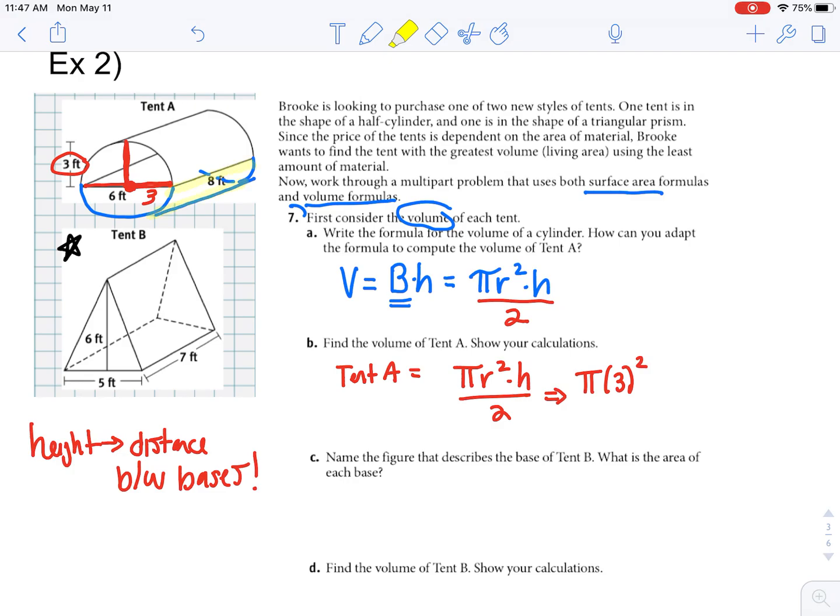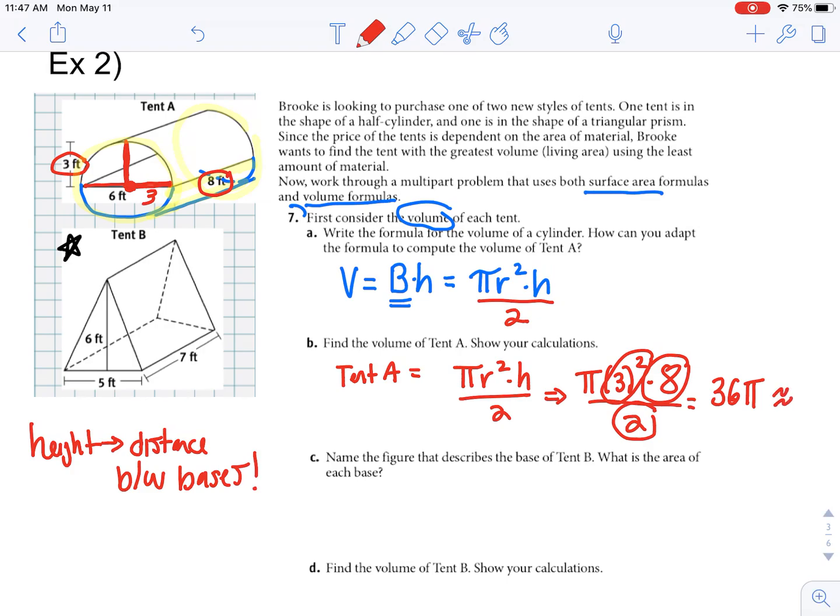So in our example, this is actually our height, the distance from the circle at the front to the circle at the back. So in this case, the height we're plugging in is this 8. We're going to multiply by 8, and we're going to divide by 2. Well, 3 squared is 9. 9 times 8 is 72. And 72 divided by 2 is 36. So it looks like the volume of our tent A is 36 pi.